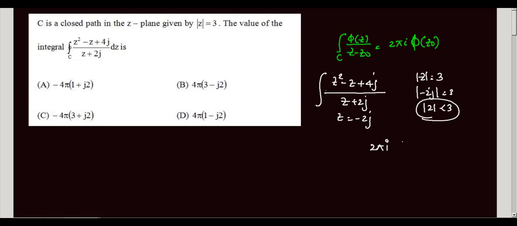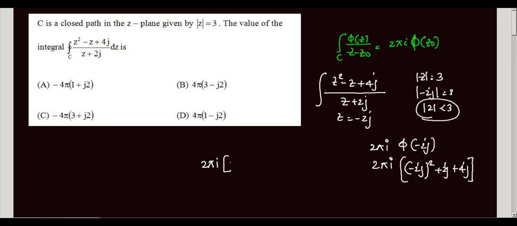So 2 pi i into phi of minus 2j. What is phi of minus 2j? Minus 2j whole square minus (minus 2j) plus 4j. So 2 pi i into 4j square minus 4 plus 6j. If I take common, no need to take, minus 4 plus j 3, so 4 pi i into 2 minus 2 plus j 3.